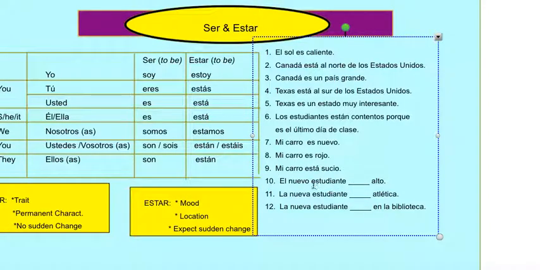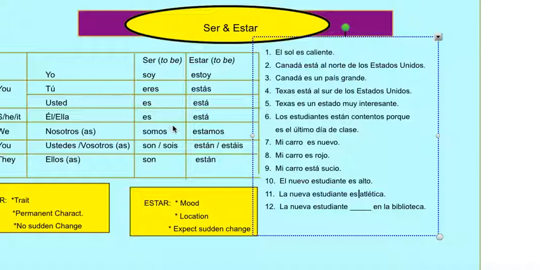El nuevo estudiante, the new student is tall. Permanent characteristic. Ser, es alto. La nueva estudiante, the new student is athletic. Again, my students say, oh, teacher, but maybe 10 years from now she becomes a lawyer and then she will be lazy and she doesn't want to exercise anymore. I say, yeah, it's true, but at this moment it's a trait that you don't expect to change quickly. We have to use it like ser. La nueva estudiante es atlética.